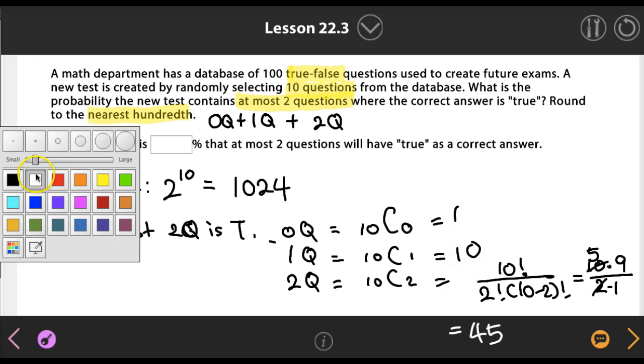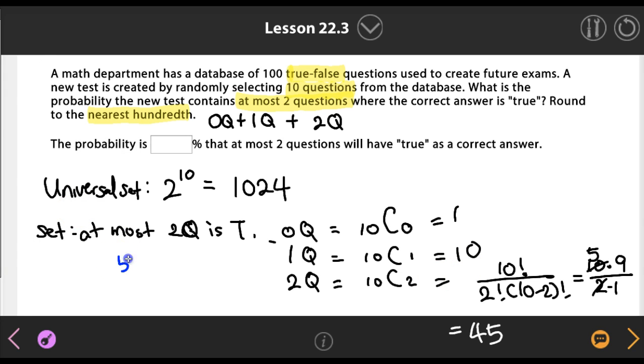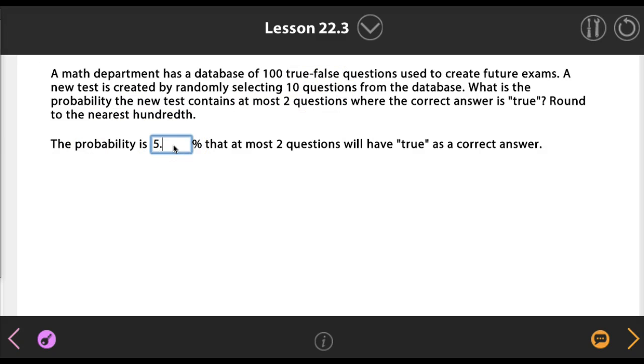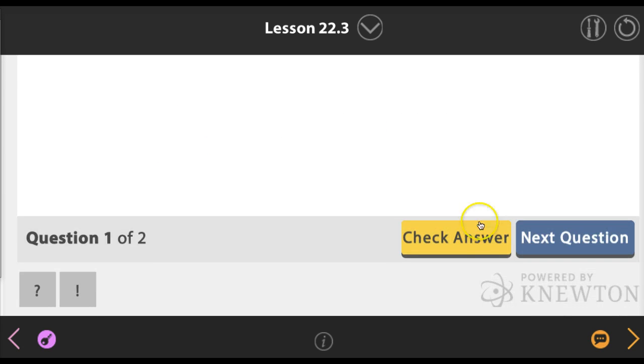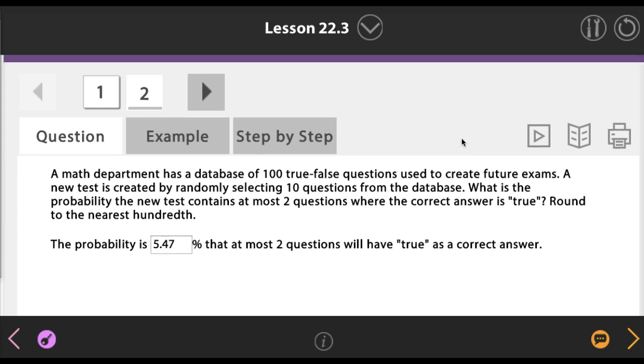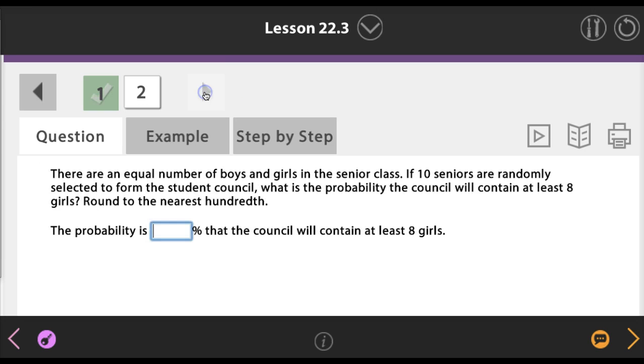So what is our answer going to be? The answer is 56 over 1024 times 100, because we need the percentage. I pull out my handy dandy calculator, and my answer is 5.47%. Let's check our answer. Yes, it is correct. That was very difficult, or it just took a long time, but now we are finally done.